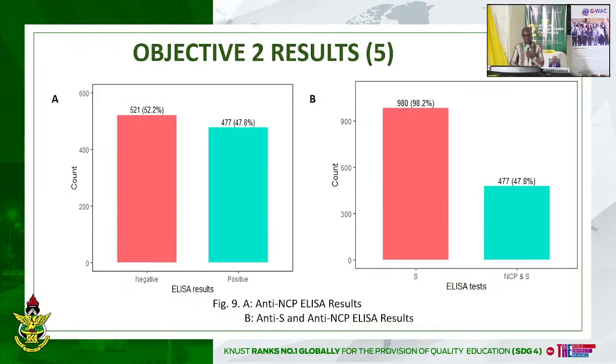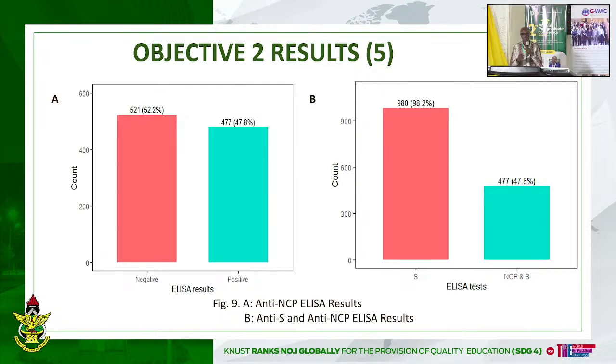36.5%. Also, we continue with objective 2 results showing the anti-NCP ELISA result, for the nucleocapsid of the SARS-CoV-2 virus. You only elicit a response to this when you have a natural response. The spike is where you have both natural response and maybe exposure to a vaccine. With this ELISA testing, we came out with a positive rate of 47.8% for 477 participants and a negative of 52.2% for 521.